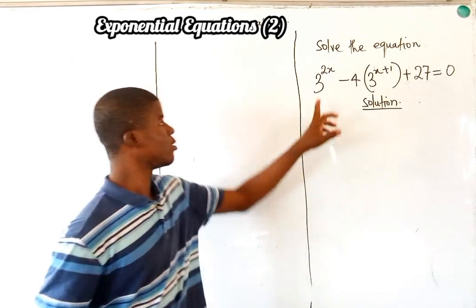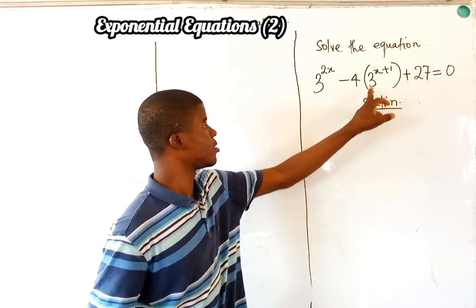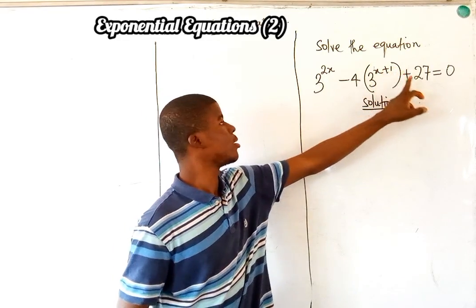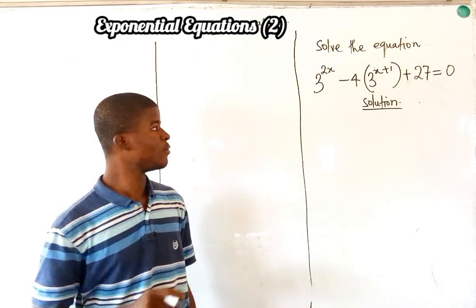Now we have to solve 3 to the power of 2x minus 4 times 3 to the power of x plus 1 plus 27 is equal to 0. So let's see how we're going to solve this.